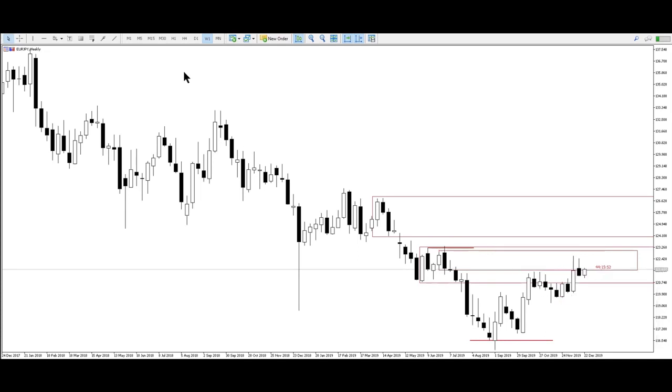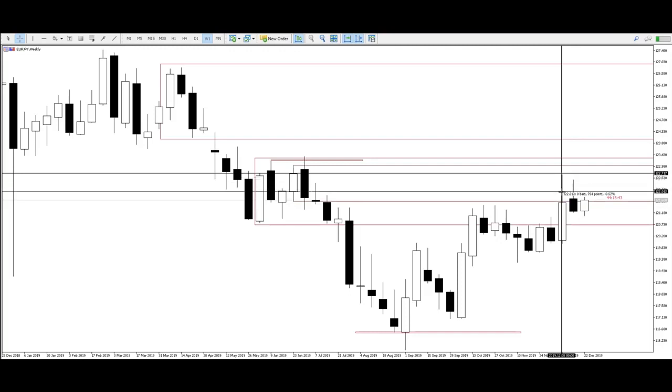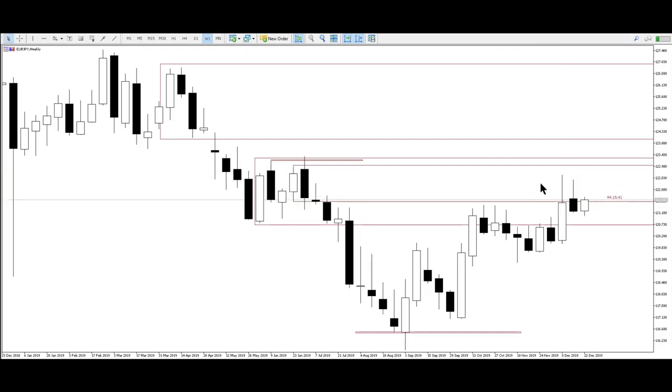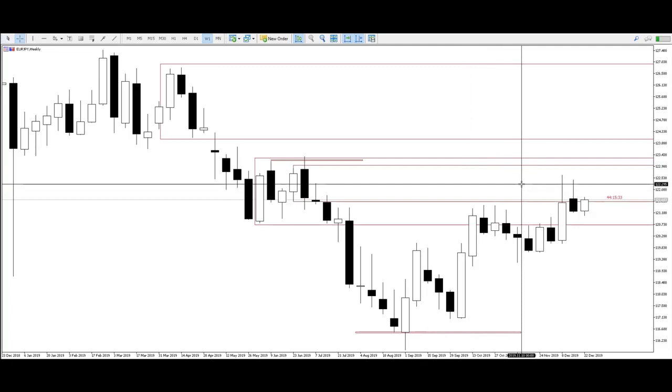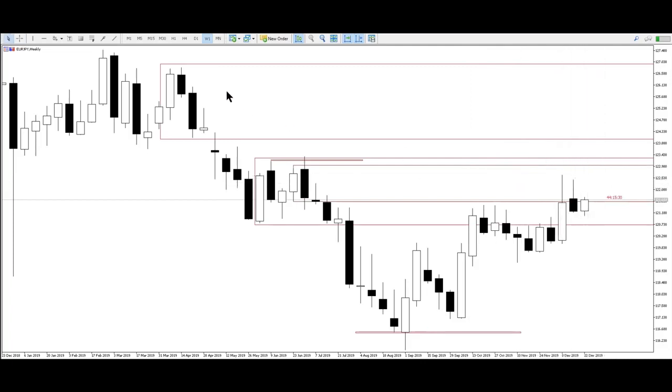Let's put this one now. So price's return to the very origin. We can see some nasty rejections happening here. Okay, some nasty rejections. I'm expecting a bit of manipulation though before we see some lower prices. So we could head, maybe take out this high or this high.